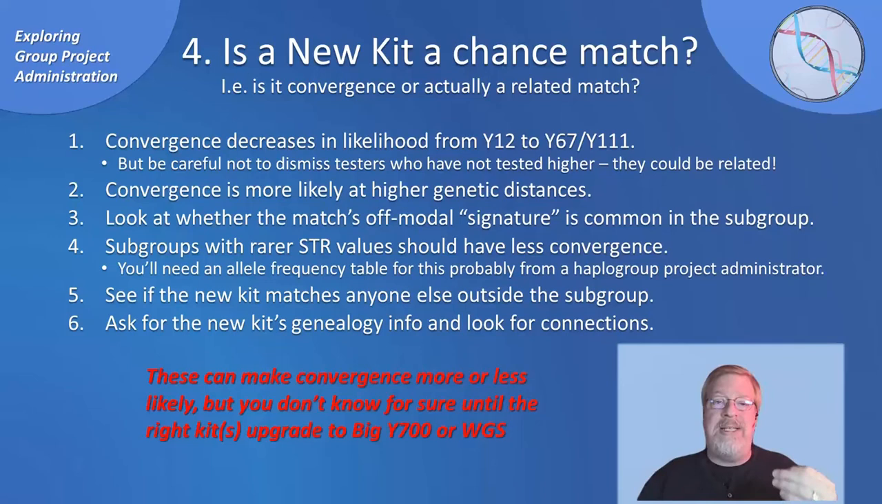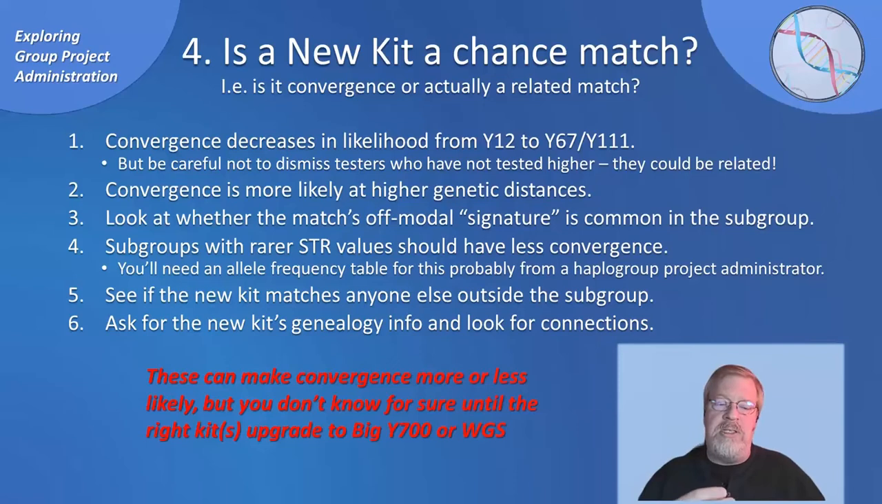Convergence is also more likely at higher genetic distances. If the new match matches your whole subgroup at, let's say, 3 at Y37, it's more likely to be convergence than if they match a few people in the project at 0 and a few people at 1. So the closer the match is, the less likely it is to be convergence. It's not 0, especially at levels like Y37, but it's less likely. You can see whether or not the match's off-modal signature is common in the subgroup, and I'll give you an example of that. It's easier to explain through example.